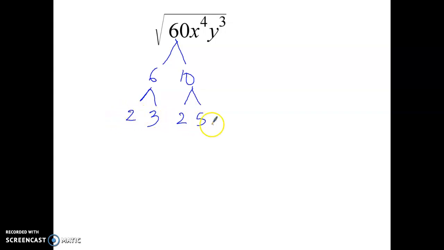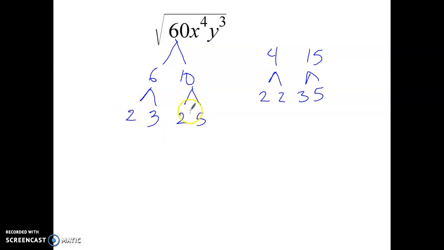So there is our prime factorization. Okay, it's important to note that you don't have to start off with 6 and 10. I chose to do that because I noticed the 0 and that gave me a clue to use 10. But what if you chose to use 4 and 15? Well, neither one of those is prime, so let's keep factoring. 4 is 2 times 2. 15 is 3 times 5. So look what we have here.